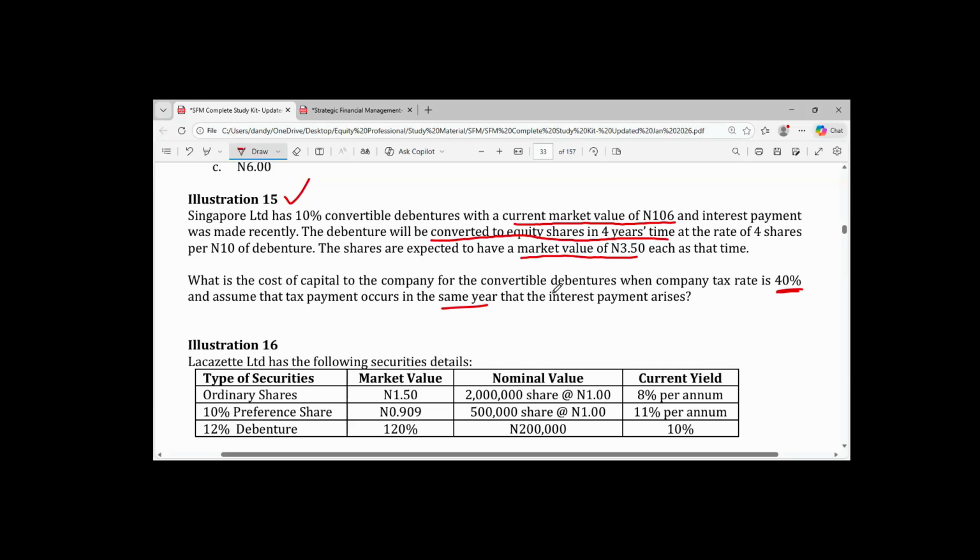I'll compare the conversion value with the redemption value. In this question, the examiner did not tell us whether or how the debenture will be redeemed in the next 4 years. Anytime you are not told how the debenture will be redeemed, you are going to assume it's at par. At par means at 100 naira. So quickly, without wasting more time, let's solve this.